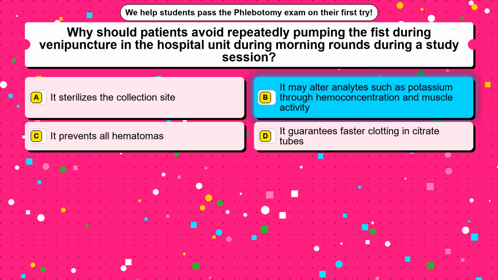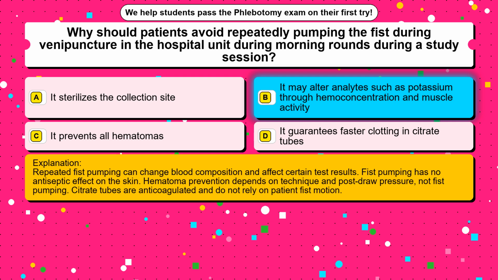The correct answer is option B. It may alter analytes such as potassium through hemoconcentration and muscle activity. Repeated fist pumping can change blood composition and affect certain test results. Fist pumping has no antiseptic effect on the skin. Hematoma prevention depends on technique and post-draw pressure, not fist pumping. Citrate tubes are anticoagulated and do not rely on patient fist motion.